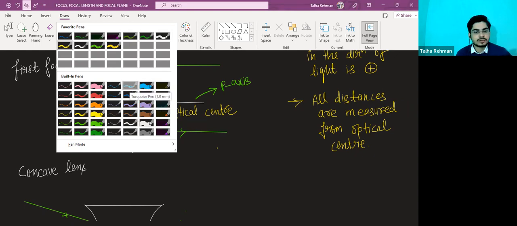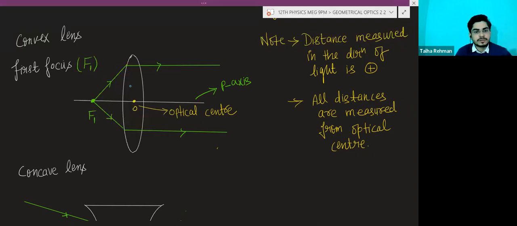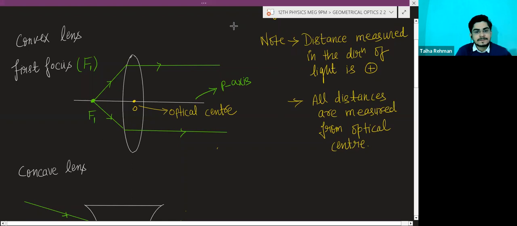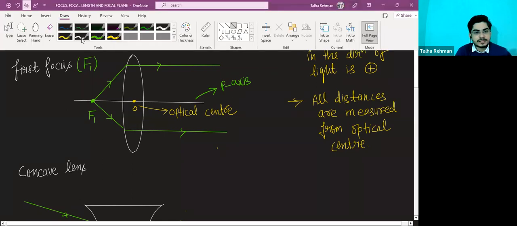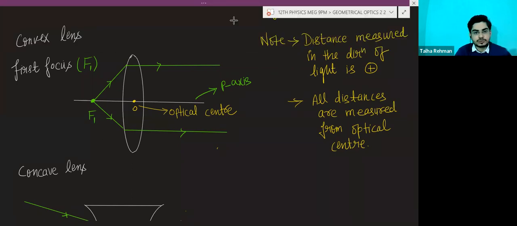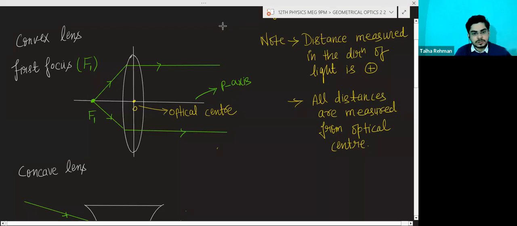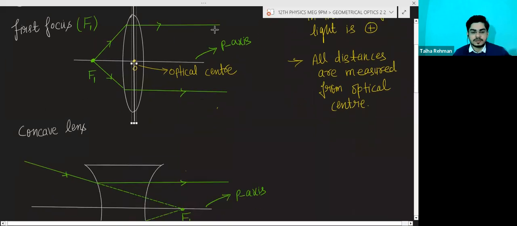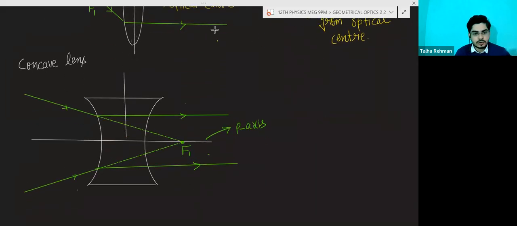We should choose a color. This color, I think it will be fine. So now, the distance between the optical center. First draw a vertical line. I think it will be better to show that. So this is the optical center. This is a vertical line. You can draw a vertical line to show the optical center.